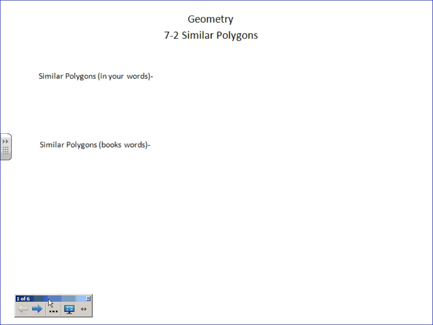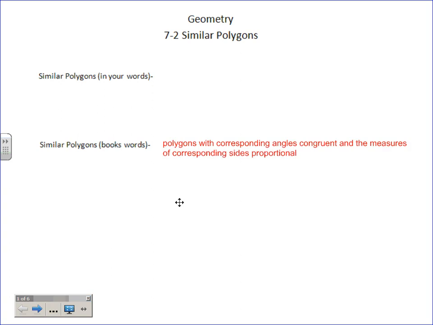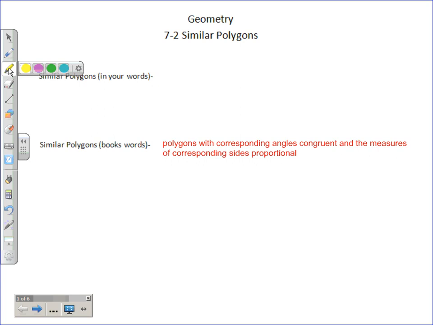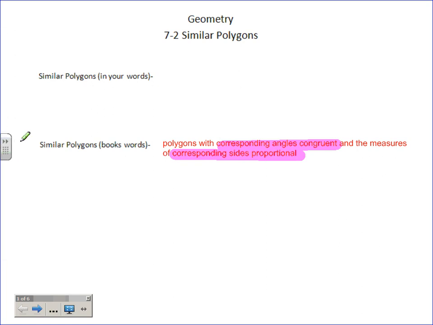Because the angles have to be congruent and the sides have to be, a word from yesterday, proportional. Those are the key words right there. Polygons with corresponding angles congruent, and the measures of the corresponding sides proportional. So the keys there, again, hit on by the two gentlemen, are that the corresponding angles are going to be congruent and the corresponding sides proportional. Remember, proportional means that they'll have equal ratios.